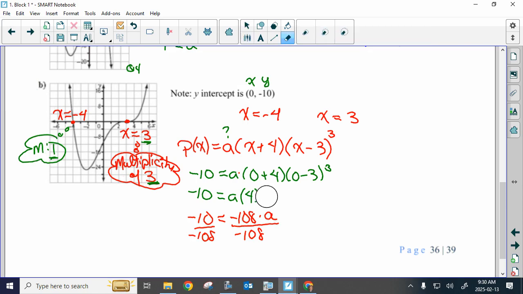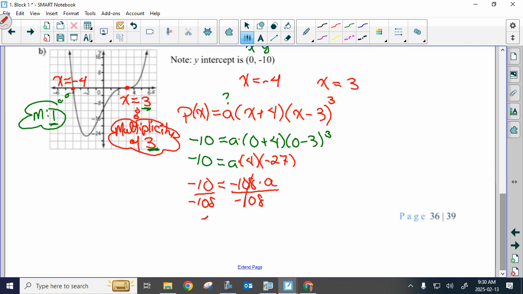Here, I'm just going to... And this is all multiplication. Put the variable at the end. It just kind of cleans up the details. And what do we end up with here then? Did you guys get 5/54? When you take -10 divided by... Okay, not enough. We now have to put the whole thing together.